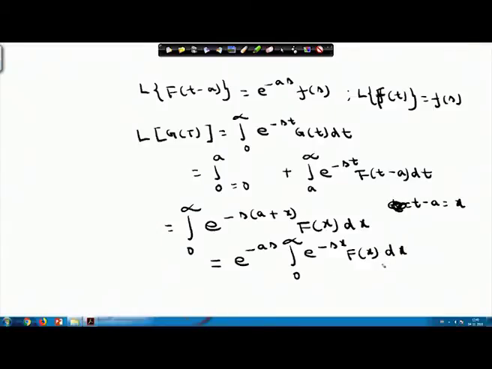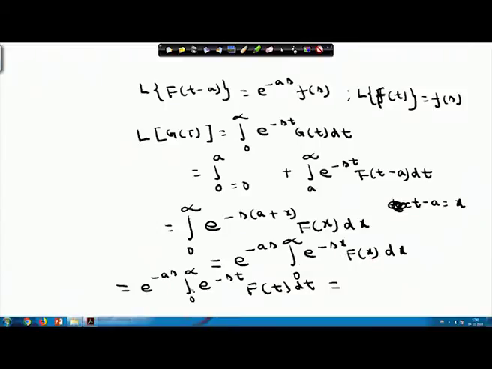This e^(-sx) f(x) dx, if I wish, I can change the parameter x to t. In other words, this integral I can write like this: e^(-as) times the integral from 0 to infinity of e^(-st) f(t) dt. Once I am writing this, by changing the parameter x to t, I can always do it.